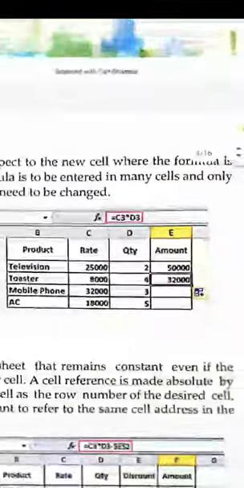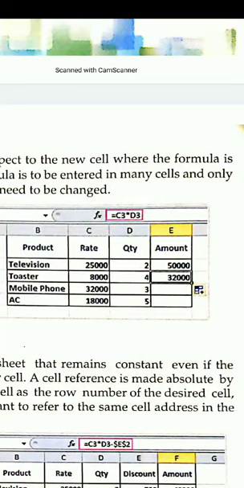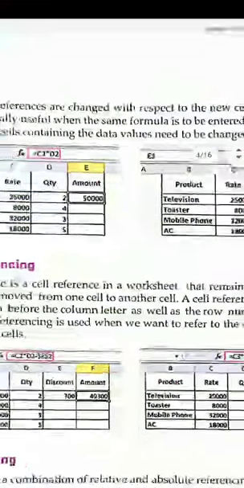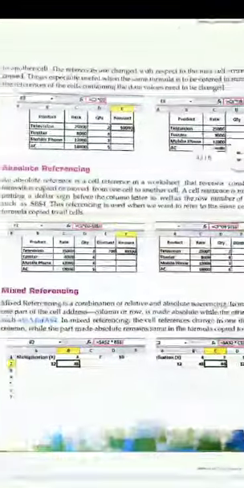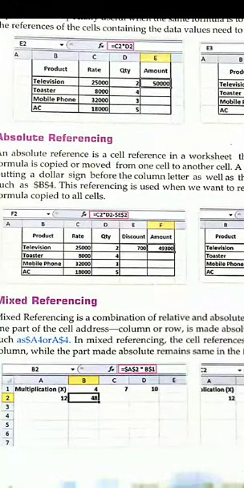So what is happening here, when we are copying the formula, it is changing the address automatically according to the reference. Reference means address. Okay. So that is called relative referencing. Okay, clear? Next is absolute referencing. Absolute means that will remain constant.